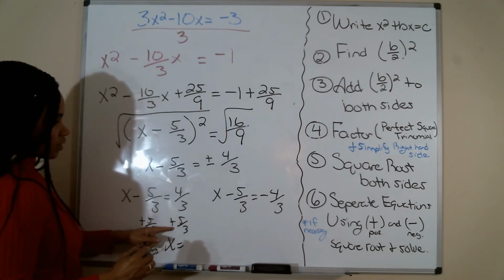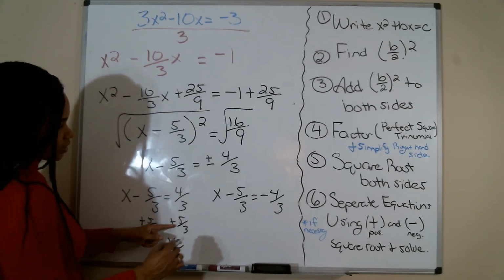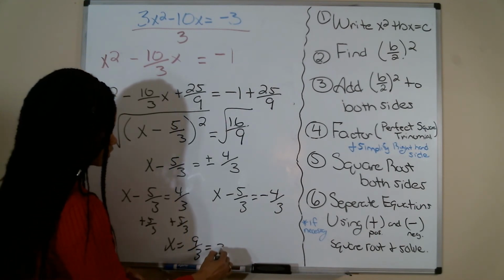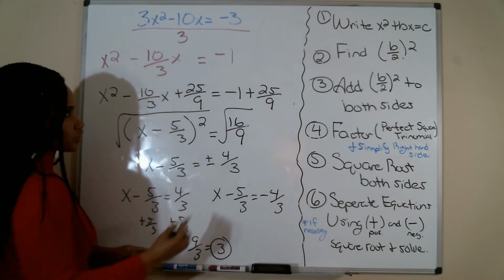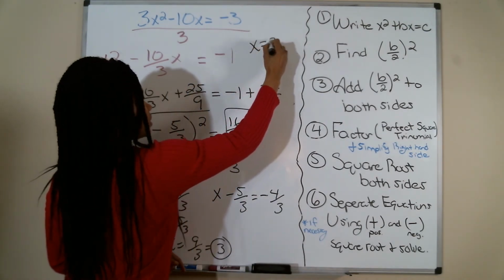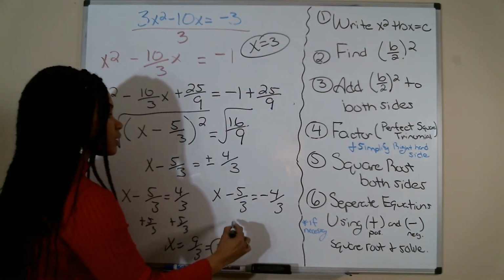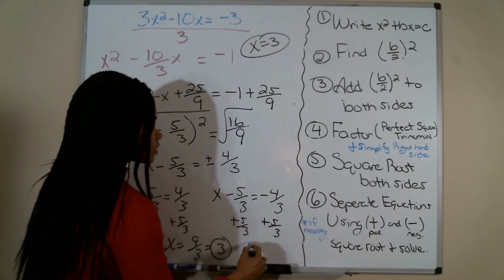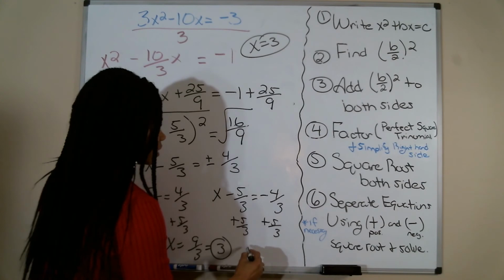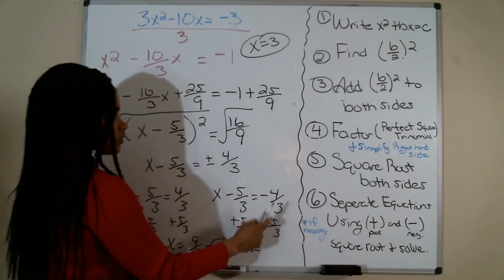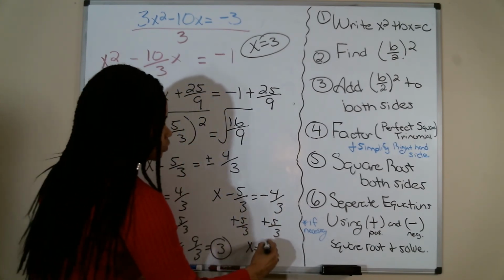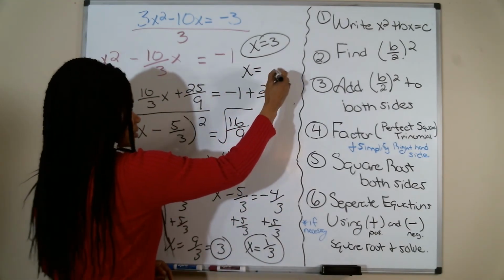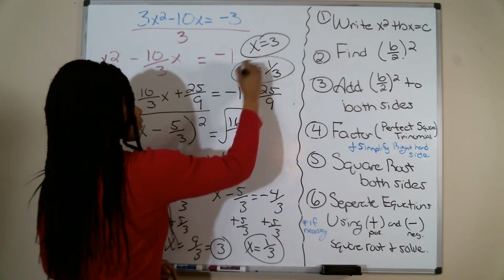5/3 plus 4/3 is 9 over 3. That reduces to 3. So one of my answers is x is equal to 3. Right here, I'm adding 5/3. Same process. And x is equal to negative 4 plus 5, that is 1. So that'll be 1/3. So my other answer is x is equal to 1/3.